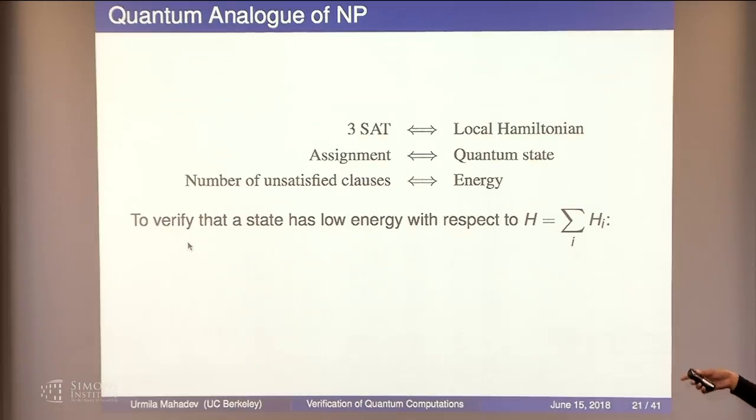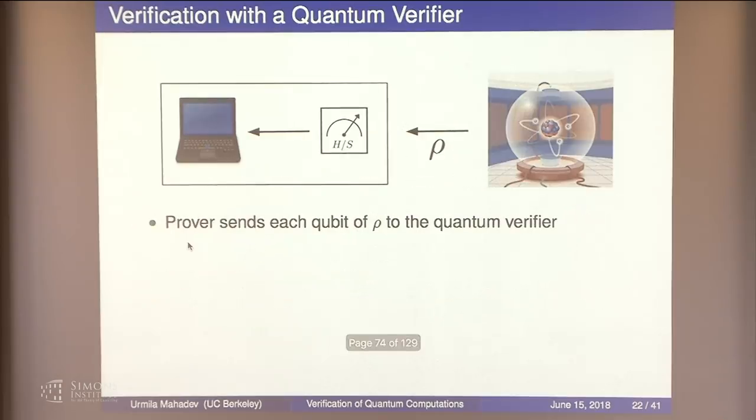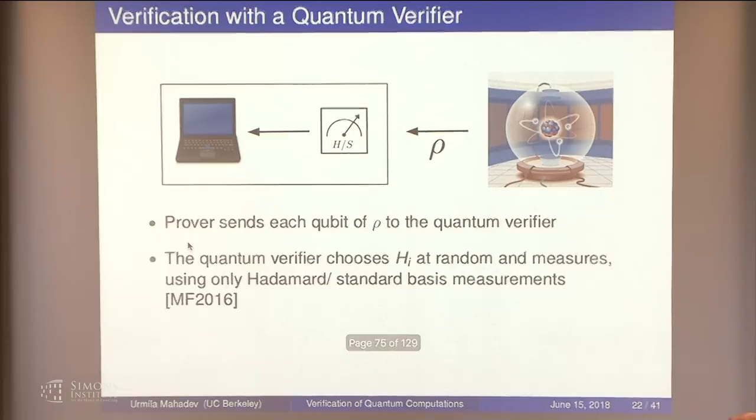A local Hamiltonian H can be written as a sum over terms H_i, where each H_i is local. It acts on at most 2 qubits. And we know that to measure with respect to H_i, only Hadamard and standard basis measurements are required. So when the verifier estimates the energy with respect to H, he only has to perform Hadamard and standard basis measurements. Given this, I can go back to this model and say how the verifier would verify that some instance is in the language for BQP.